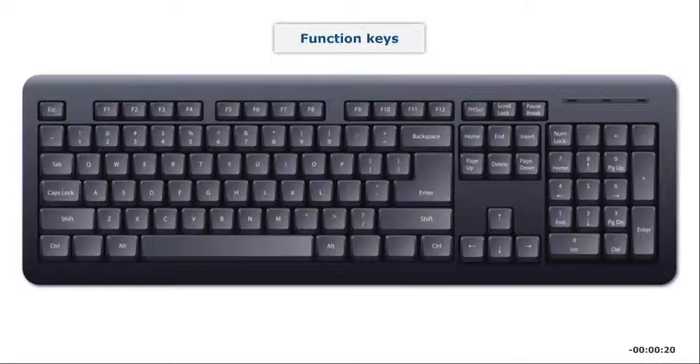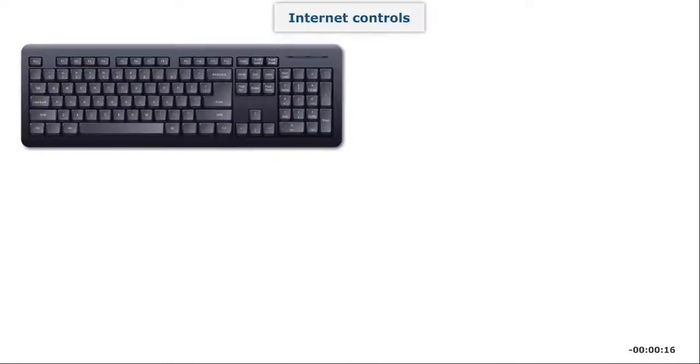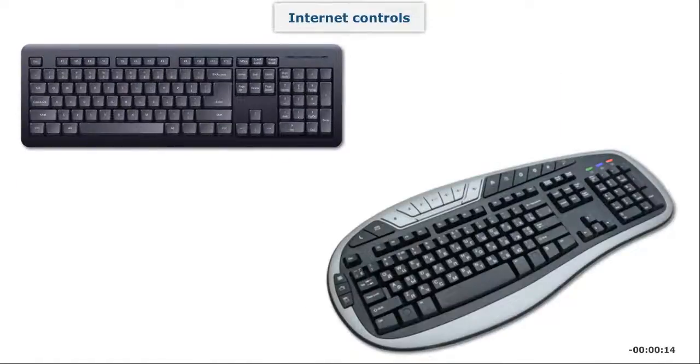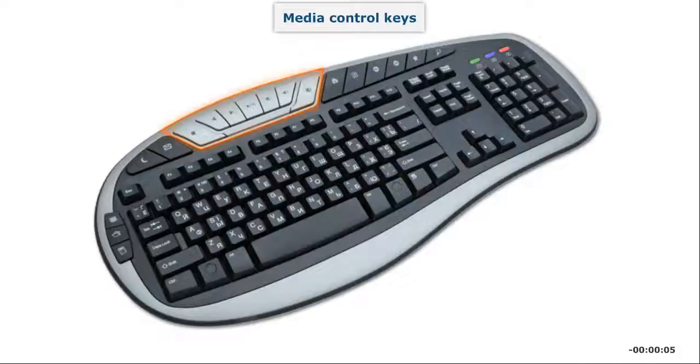Many keyboards include function keys in a row above the typing keypad. The Internet controls on some newer keyboards let you navigate through web pages, open your list of favorite websites, check email, and display the home page. In addition, media control keys let you play, pause, stop, rewind, and fast forward through a video.